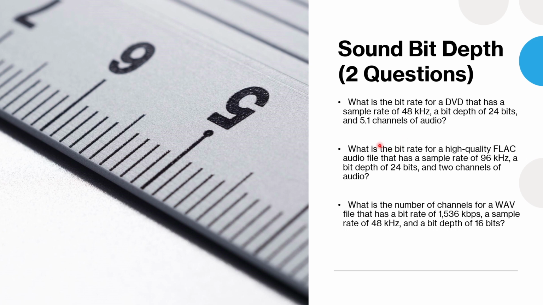Now, the question is, what is the bit rate for a DVD that has a sample rate of 48 kilohertz, a bit depth of 24 bits, and a 5.1 channel of audio? In this case, you are told to calculate the bit rate.